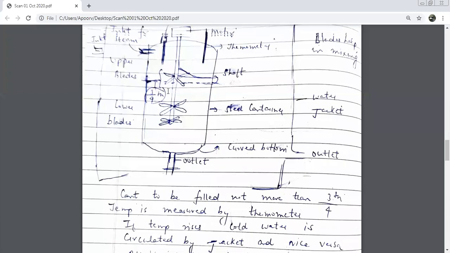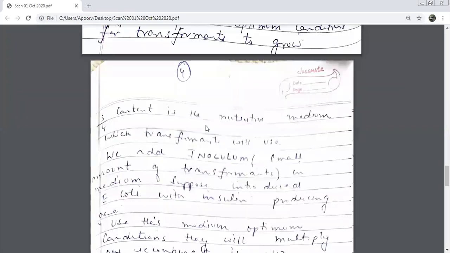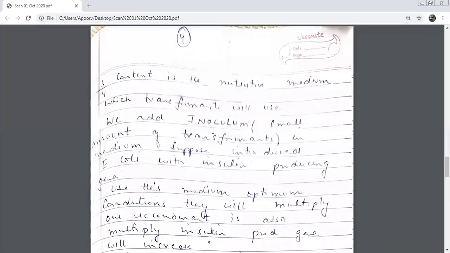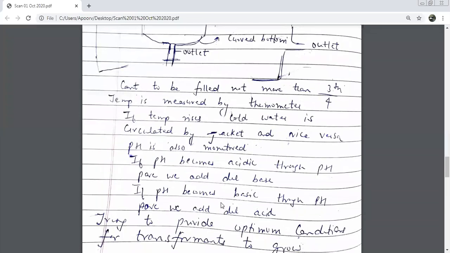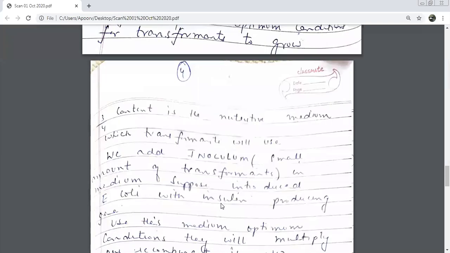What are we trying to do? We are trying to maintain optimum, suitable conditions, so that what happens? Your transformant is able to grow. Now let's move on to this. Your 3/4 content is the nutritive medium. How much have you filled your bioreactor with? 3/4. 3/4 content.